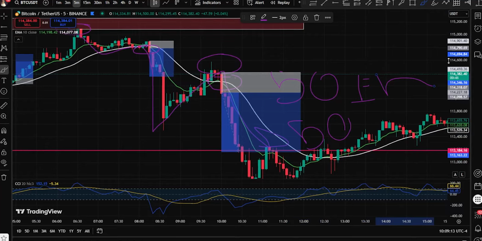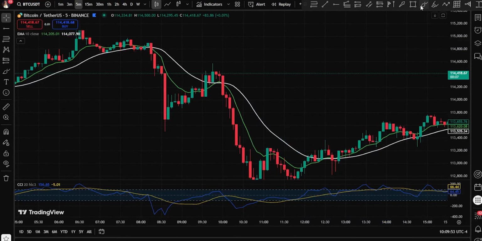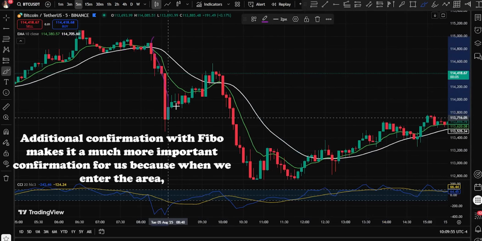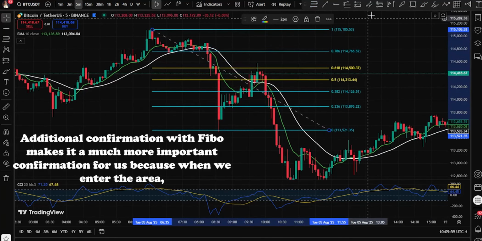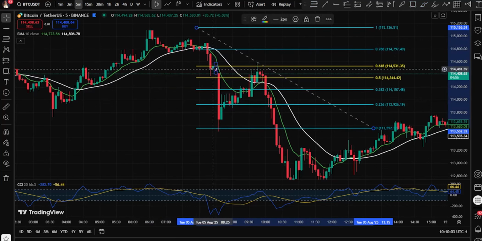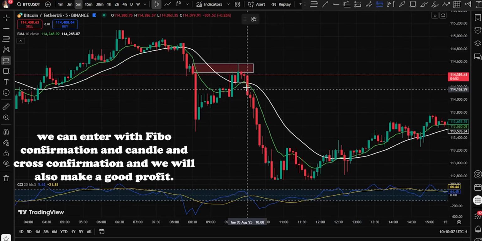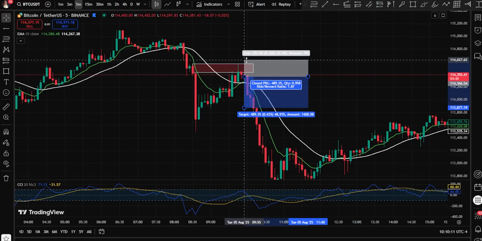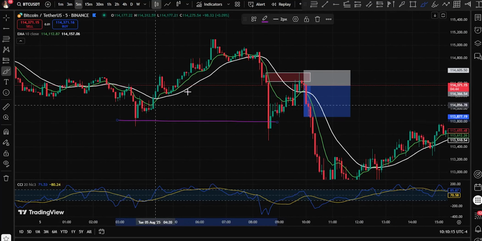Part 5. Complementary tools. More confirmation. To increase accuracy, you can also use Fibonacci retracements. For example, if EMA CCI gives a buy signal and the 61.8% Fibonacci level is there, the signal will be much stronger. Also, don't forget to read the candles. A pin bar or engulfing candle can be a stronger confirmation for entry.